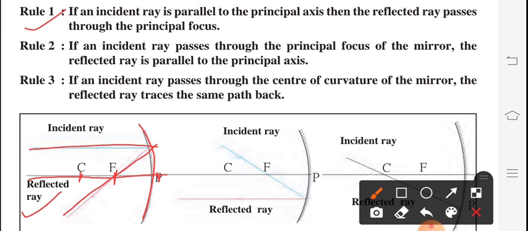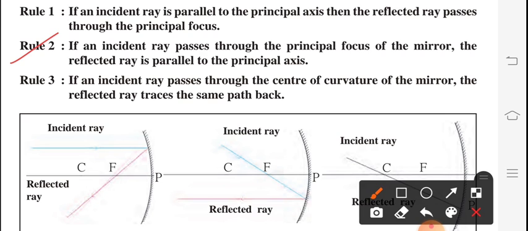Okay, so I am repeating again. If the incident ray is parallel to the principal axis, then the reflected ray passes through the principal focus. You have to learn this statement. Okay, this rule 1, rule 2 and rule 3, then you will get it very nicely how to draw ray diagrams. Rule number 2 is, if an incident ray passes through the principal focus of the mirror, the reflected ray is parallel to the principal axis. Suppose in the second diagram you can observe this blue line which is the incident ray. Whenever the incident ray passes through the focus, then its reflected ray will be exactly parallel to the principal axis.